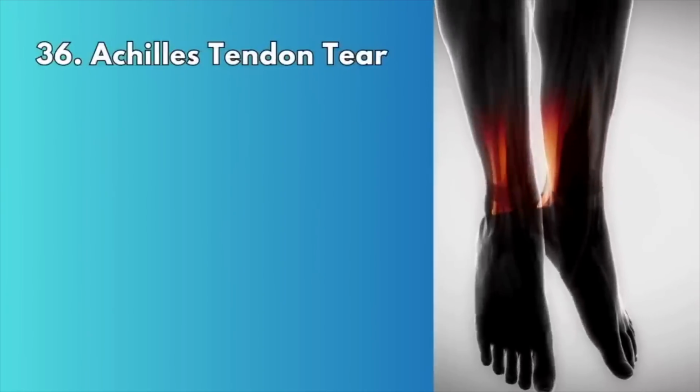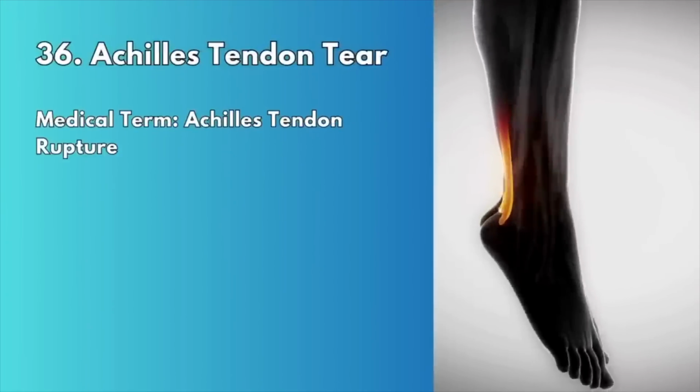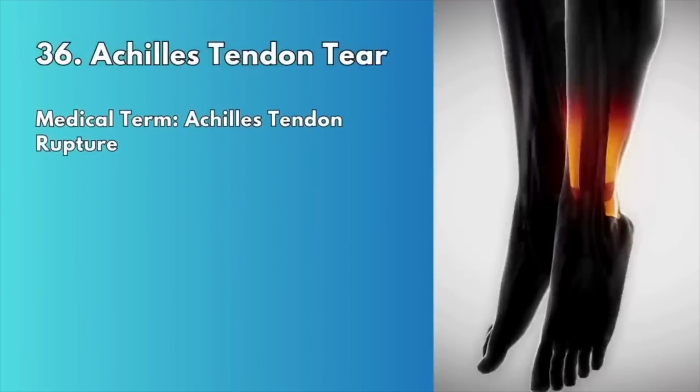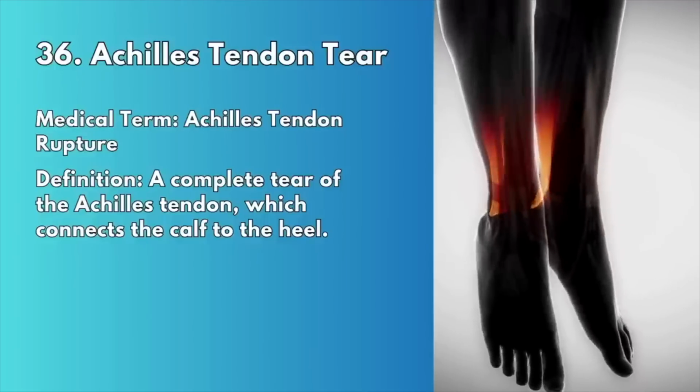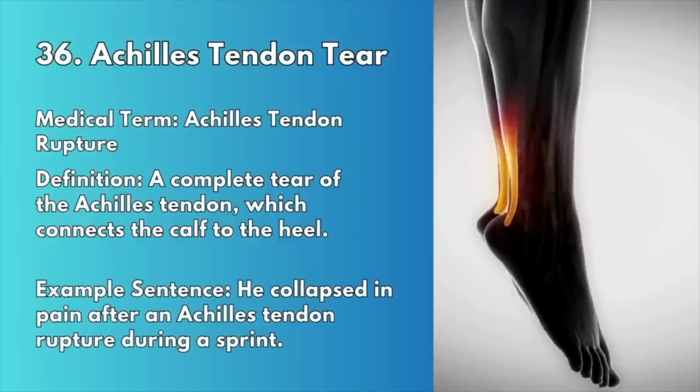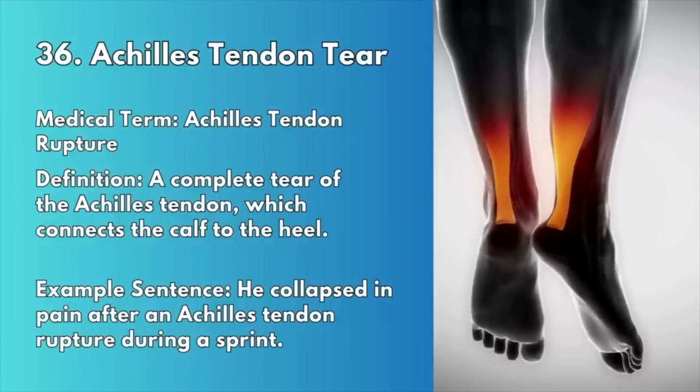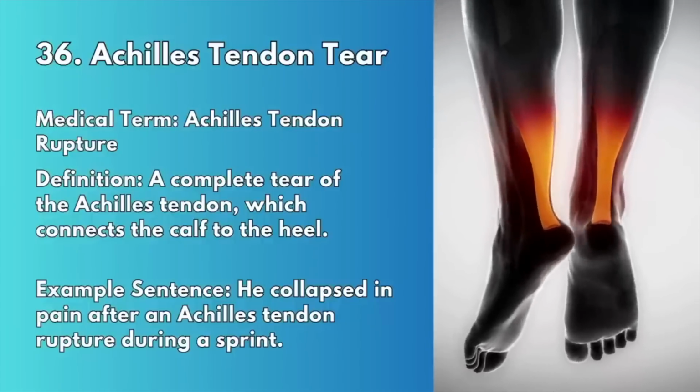An Achilles tendon tear is also known as an Achilles tendon rupture. It describes a complete tear of the Achilles tendon, which connects the calf to the heel. He collapsed in pain after an Achilles tendon rupture during a sprint.